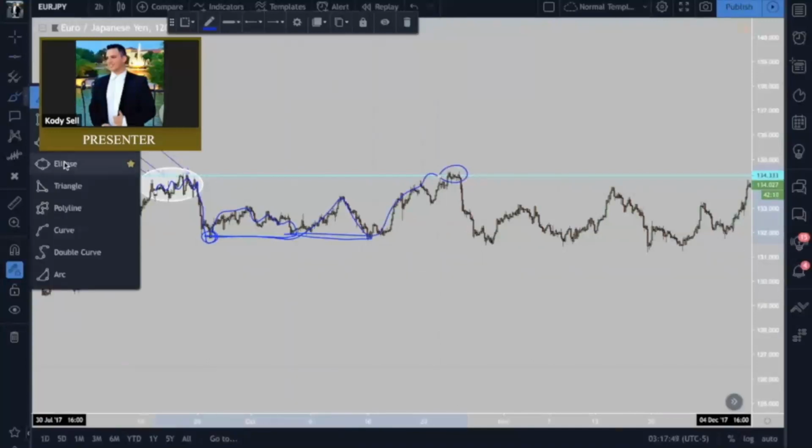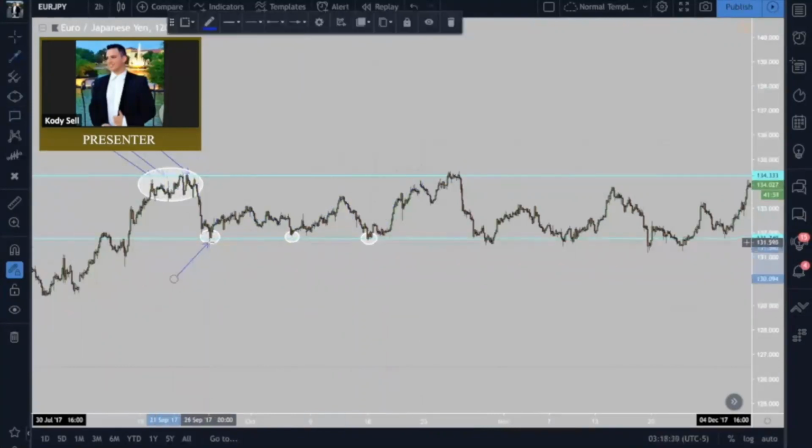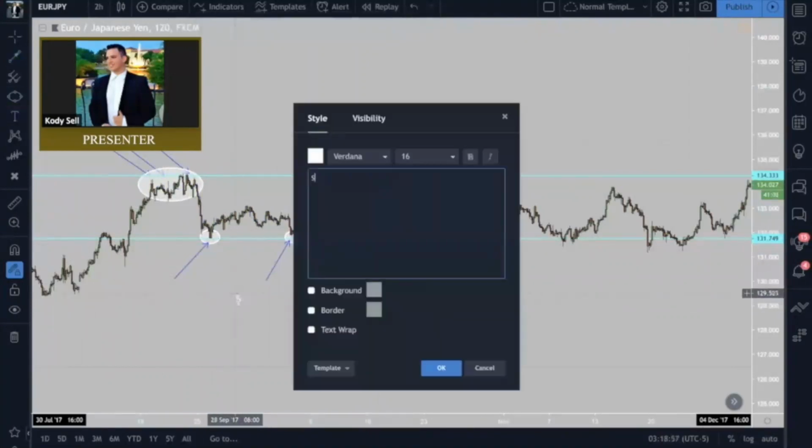So what we're going to do is note this valley right here where price found support. And we're going to get rid of this, and add another line down here. Now notice that price found support once, twice, 3 times. Okay, so what we've got down here is a support.